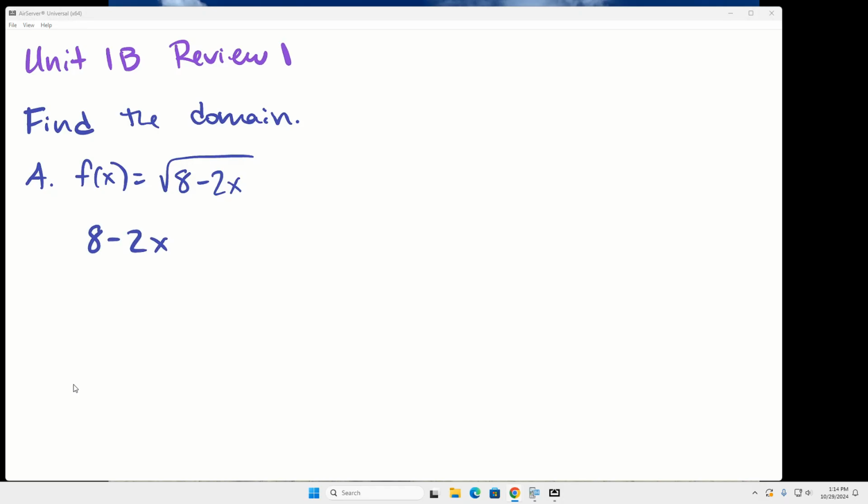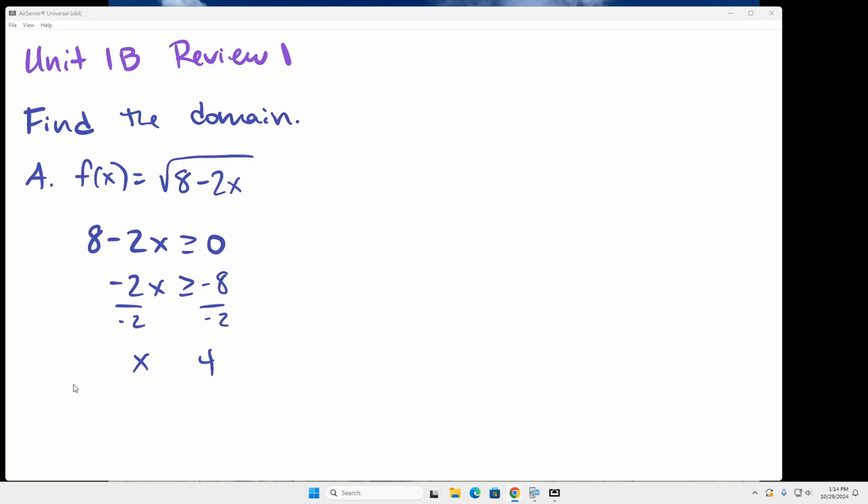What can you not have underneath an even root? A negative. So that has to be greater than or equal to 0. And then you're just going to solve that for x by subtracting the 8 plus 2 and dividing by the negative 2. But there is something special you have to do if you divide by a negative. Do you guys remember what it is?